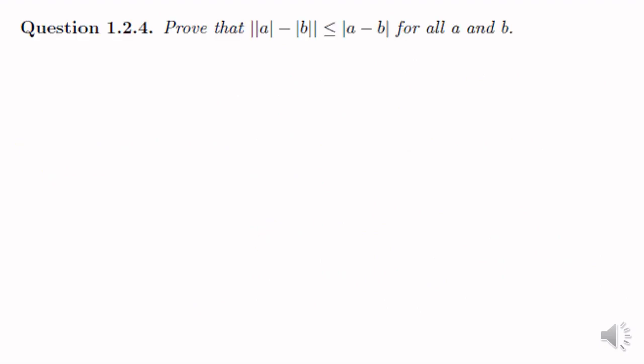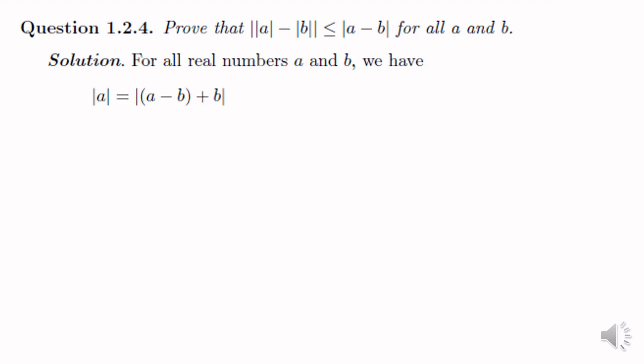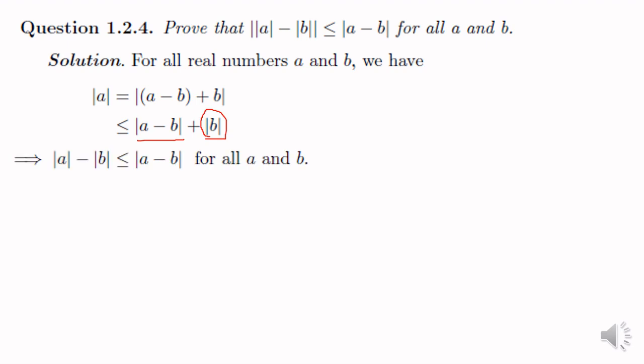We shall now move on to our next question. Prove that modulus of modulus A minus modulus B is less than or equal to modulus of A minus B for all A and B. Now for all A and B, we can write modulus of A is equal to modulus of A minus B plus B. And using the triangle inequality, you will get this is less than or equal to modulus of A minus B plus modulus of B. Now if you move this modulus of B to the left side, you will get modulus A minus modulus B less than or equal to modulus of A minus B for all values of A and B.